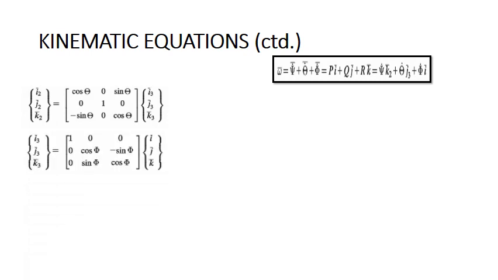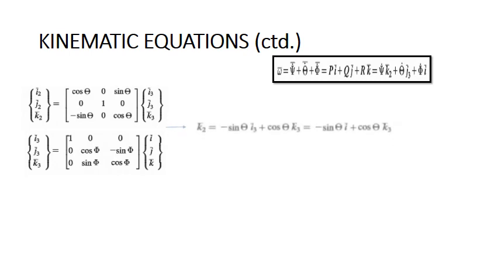The rotation matrix R1 is used to correlate I3, J3, K3 to I, J, K of the body axis. So this is R1. This is not R1, this is R1 transpose. This is the inverse of R1, and this is the inverse of R2.